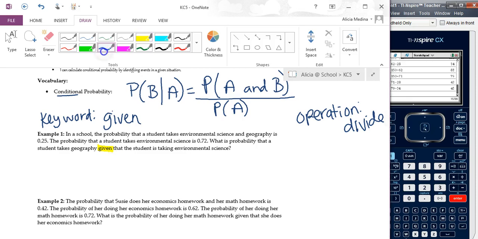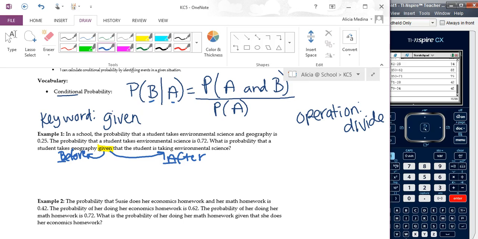So geography and environmental science we have here. The question says, what is the probability that a student takes geography given, there's our key here, that the student is also taking environmental science? So the first thing is, well, which one is A and which one is B? Find the word given, and the one that's literally stated before is going to be your B, right? And then the one that's stated after, so environmental science, is going to be your A, right? And that's exactly how we have it up here, B given A.